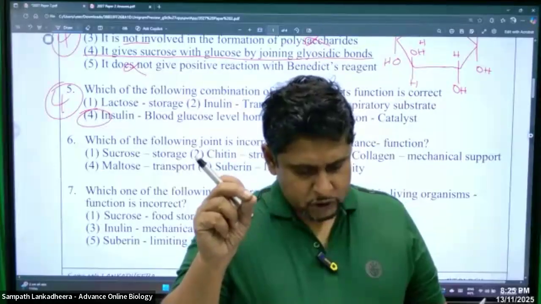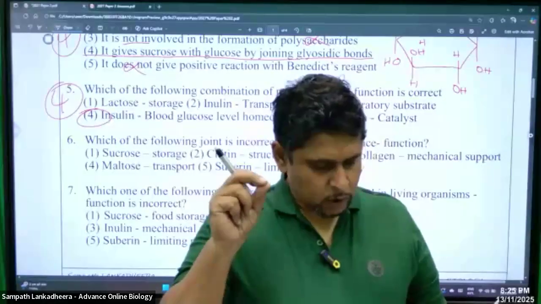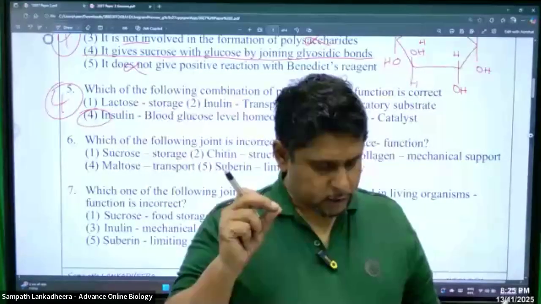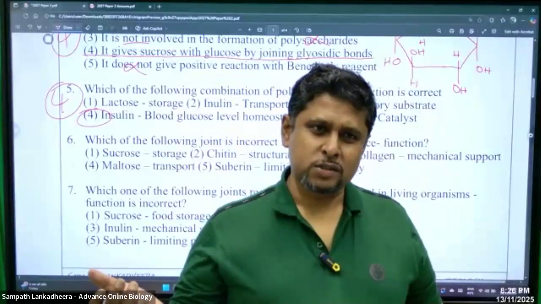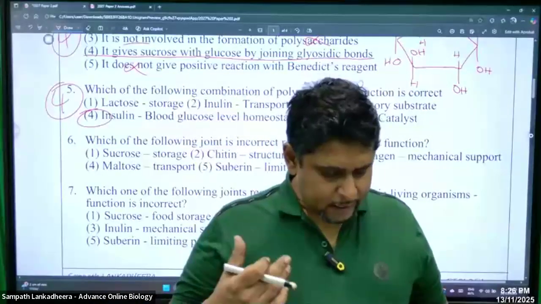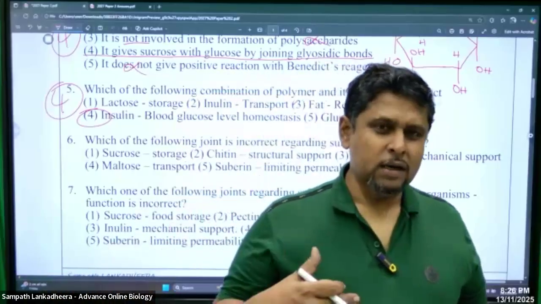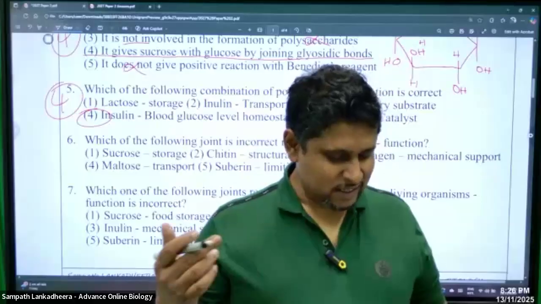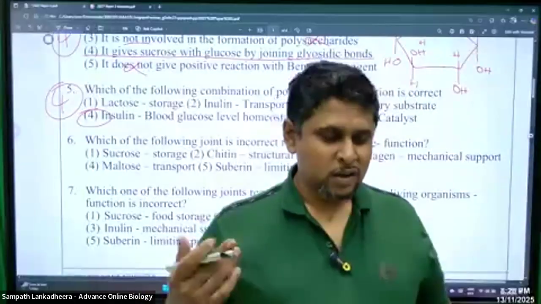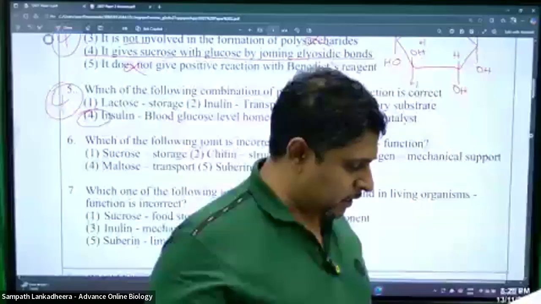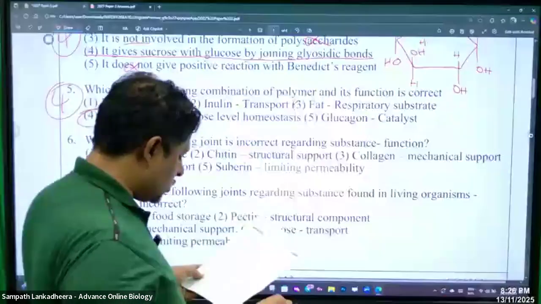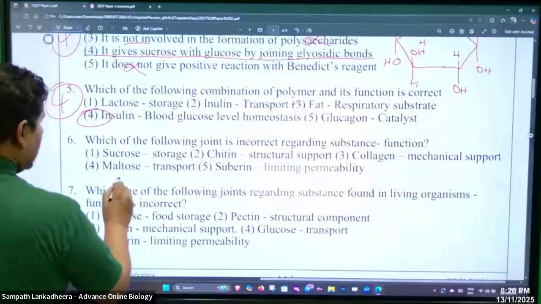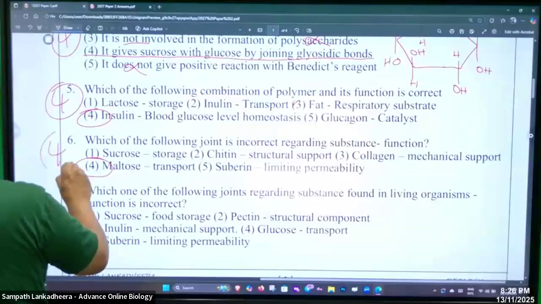Which of the following combinations is incorrect regarding substance and function? Sucrose, storage. Yes, in some plants sucrose is a storage material, sugarcane and all. Chitin, structural support, correct. Collagen, mechanical support, correct. Maltose, transport, wrong. Suberin, limiting permeability, correct. It's present in some plant parts. So we'll take maltose transport as wrong. Fourth one for the sixth question.